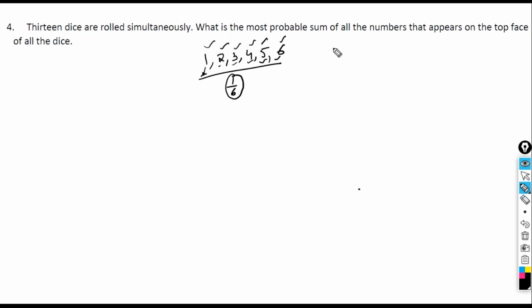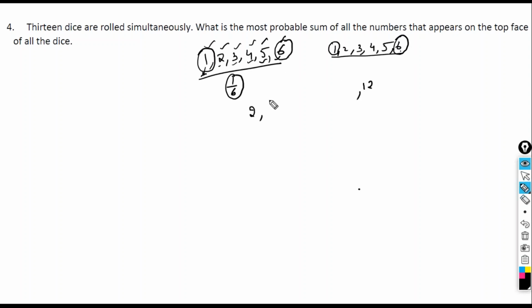But when you are throwing two dice, first of all we have to think of what all sums are possible. When you throw two dice, the minimum sum possible is 1 plus 1, 2, and likewise the largest sum possible. Shubhadeep, I'm talking about two dice only right now. We'll solve 13 later on. The maximum sum possible will be 6 plus 6, 12.